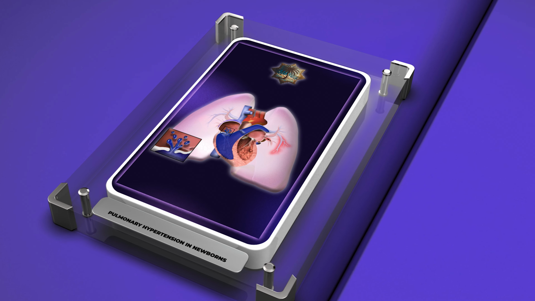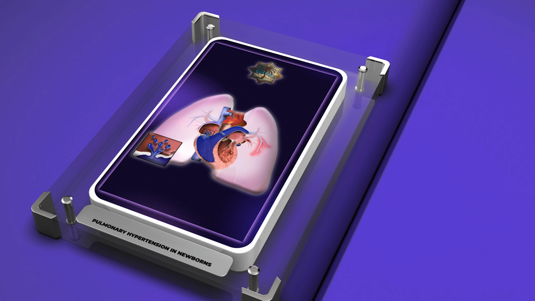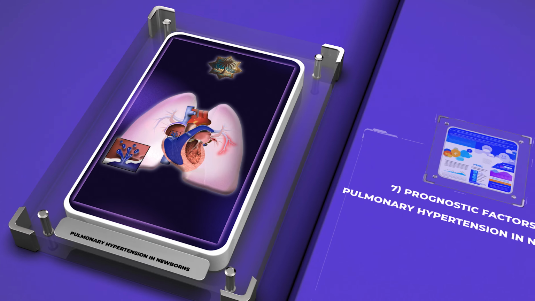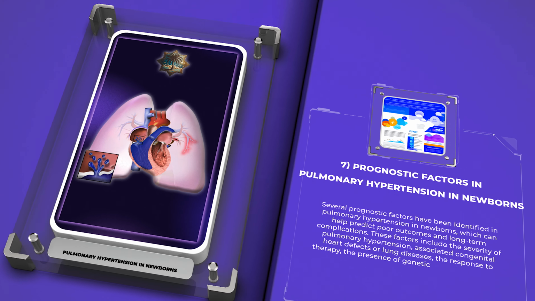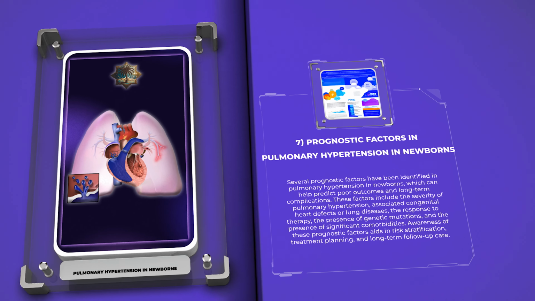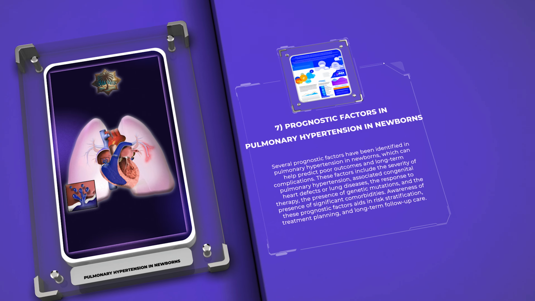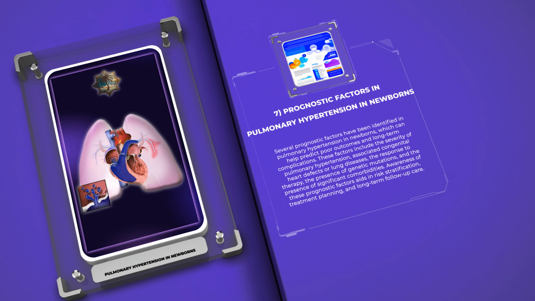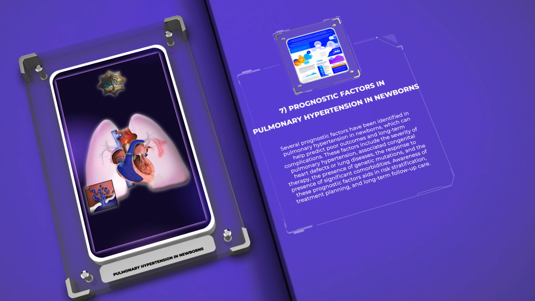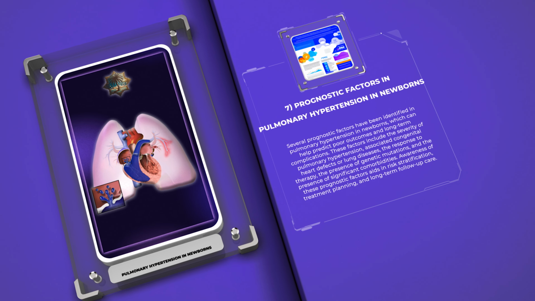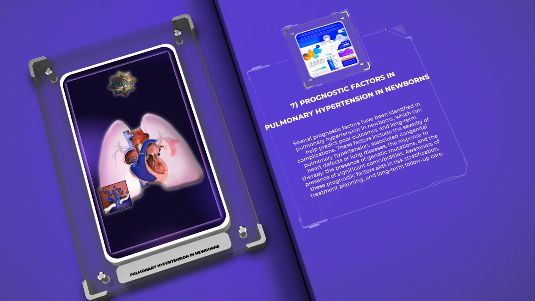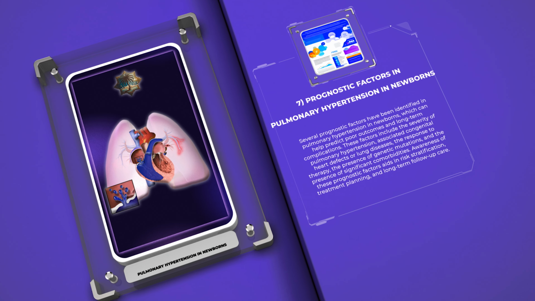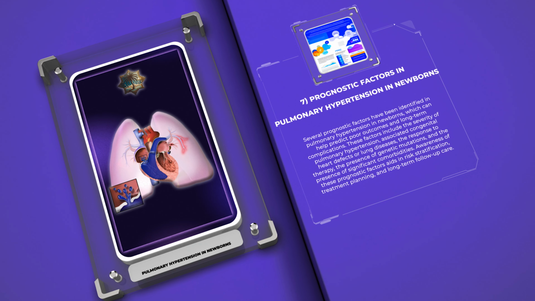Several prognostic factors have been identified in pulmonary hypertension in newborns, which can help predict poor outcomes and long-term complications. These factors include the severity of pulmonary hypertension, associated congenital heart defects or lung diseases, the response to therapy, the presence of genetic mutations, and the presence of significant comorbidities. Awareness of these prognostic factors aids in risk stratification, treatment planning, and long-term follow-up care.